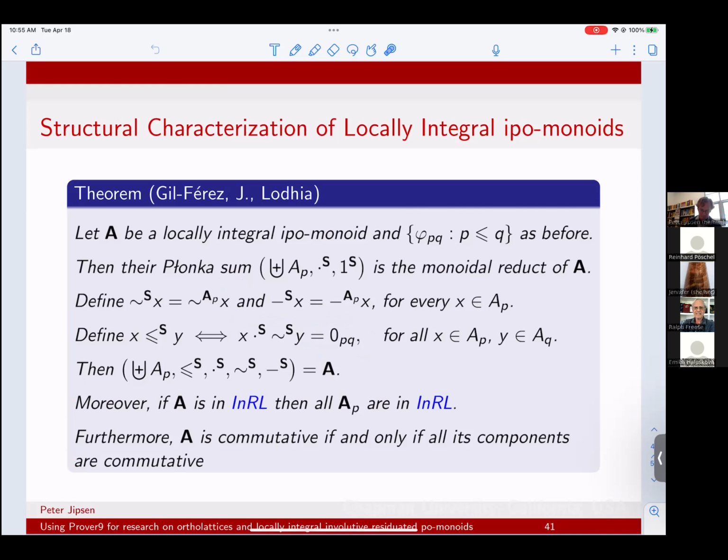So this result actually generalizes the result about idempotent commutative involutive residuated lattices, where we could only do it for the finite members, and now it is quite a general structure theory. But the components themselves are more general as well. The components are just integral involutive residuated lattices.